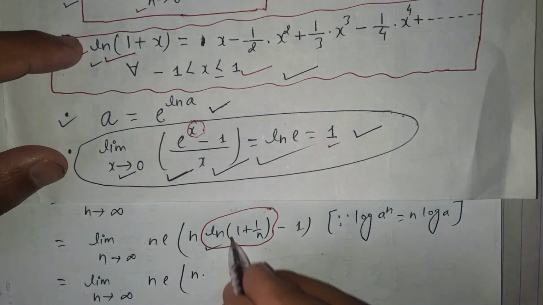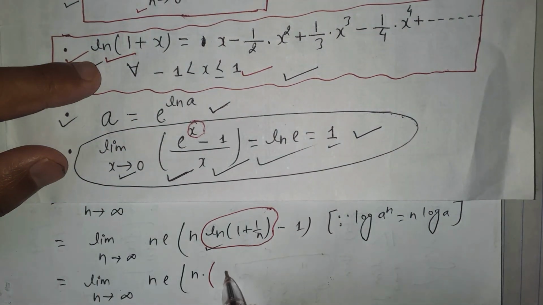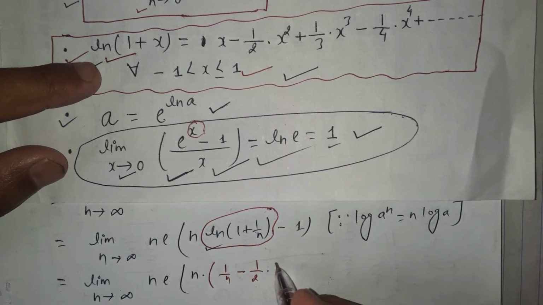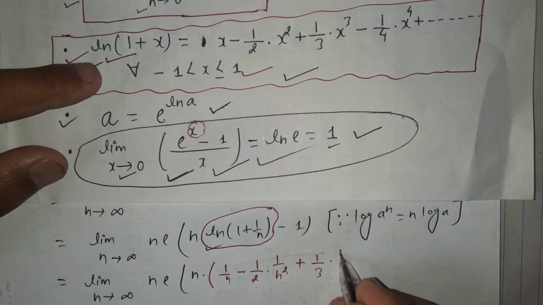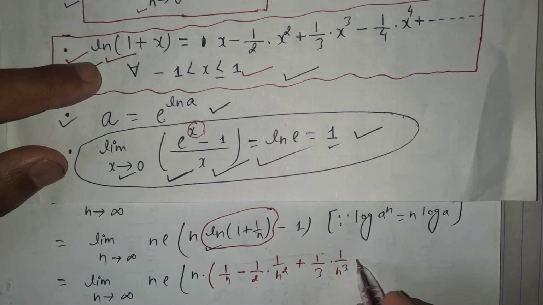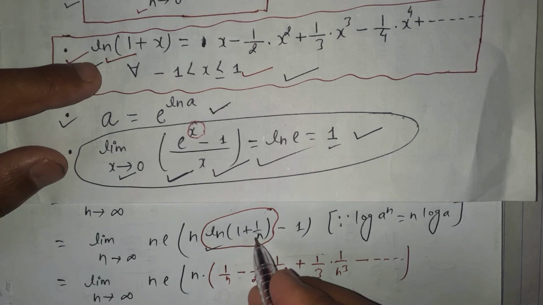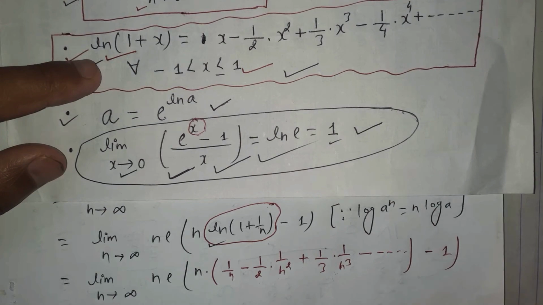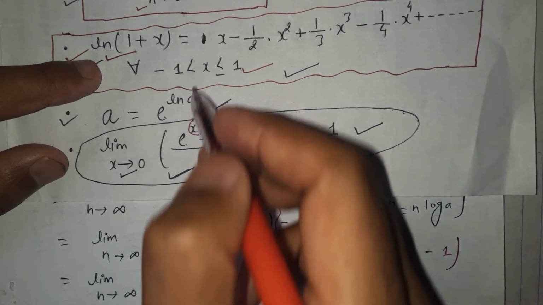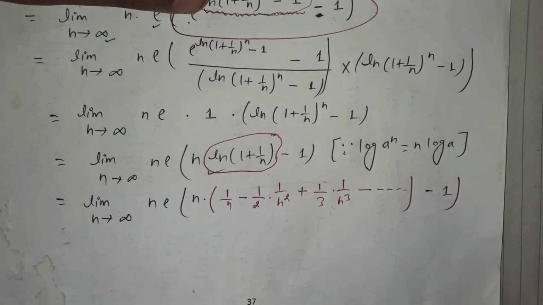This can be expanded as x, where in place of x here is 1 over n, then minus 1 over 2 times 1 over n square, and then plus 1 over 3 times 1 over n cube, minus and so on. Here we just expand this ln of 1 plus 1 over n, and this is minus 1. In this step we expand it by using this formula, and let's simplify it.